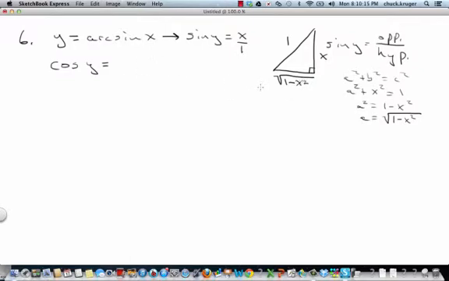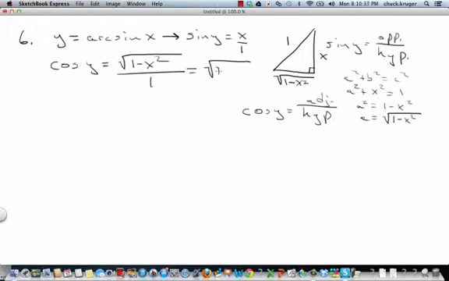So what's the cosine? Well, the cosine of y is adjacent over hypotenuse. So in this case, it's going to be the square root of 1 minus x squared all over 1, which is simply the square root of 1 minus x squared.